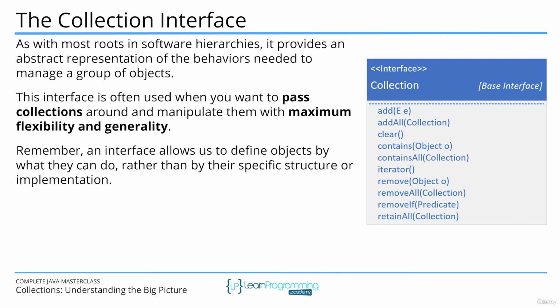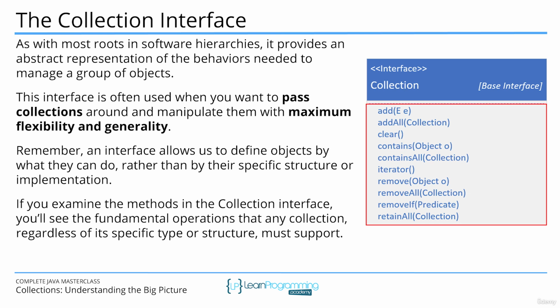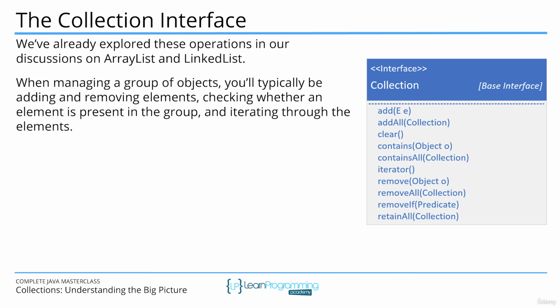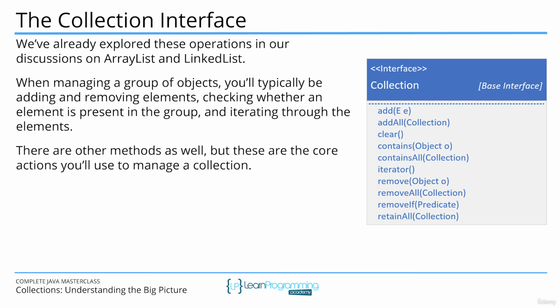If you examine the methods in the collection interface, you'll see the fundamental operations that any collection, regardless of its specific type or structure, must support. We've already explored these operations in our discussions on ArrayList and LinkedList. When managing a group of objects, you'll typically be adding and removing elements, checking whether an element is present in the group, and iterating through the elements. There are other methods as well, but these are the core actions you'll use to manage a collection.